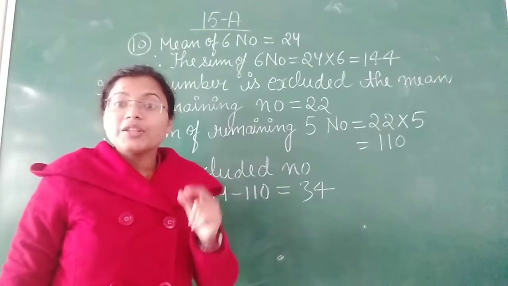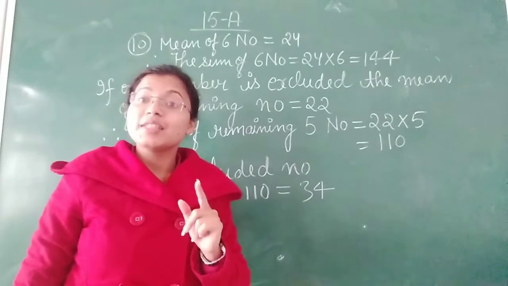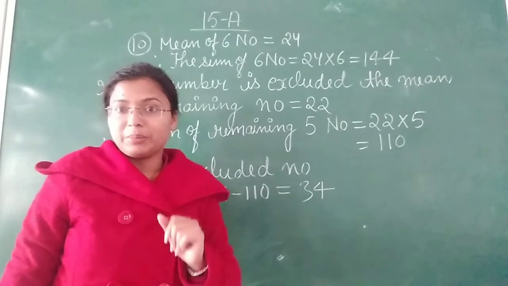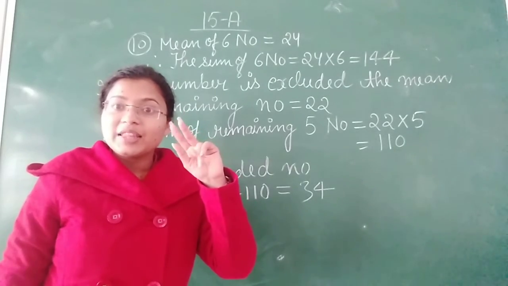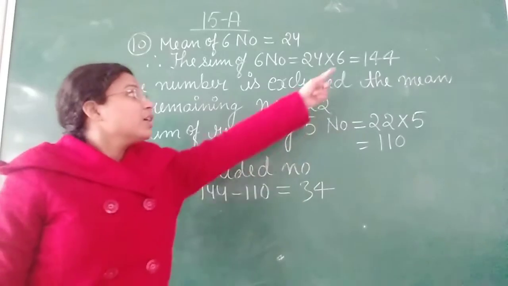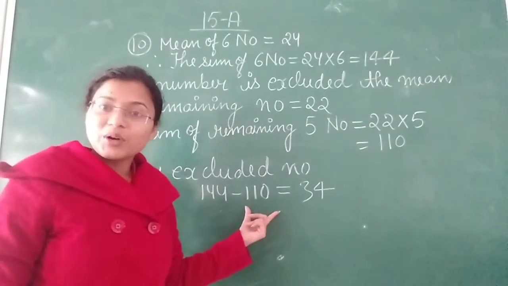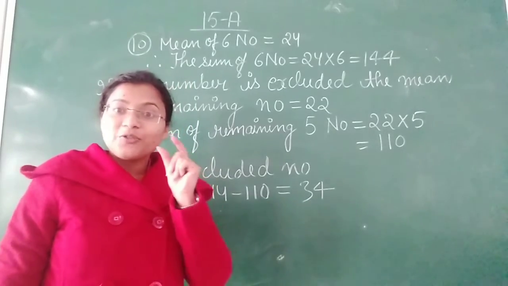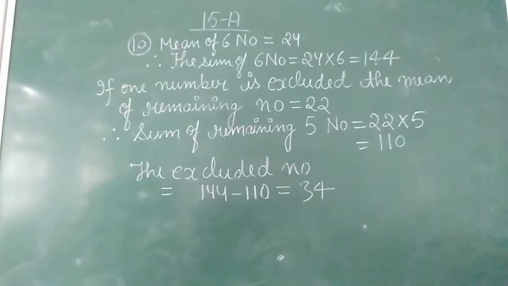So you want the excluded number. This is the total sum for the 6 numbers, and this is the total sum for the 5 numbers. So the excluded number will be their difference, so we subtract them. 144 minus 110 gives you 34. Means 34 was the excluded number. So this is your solution.